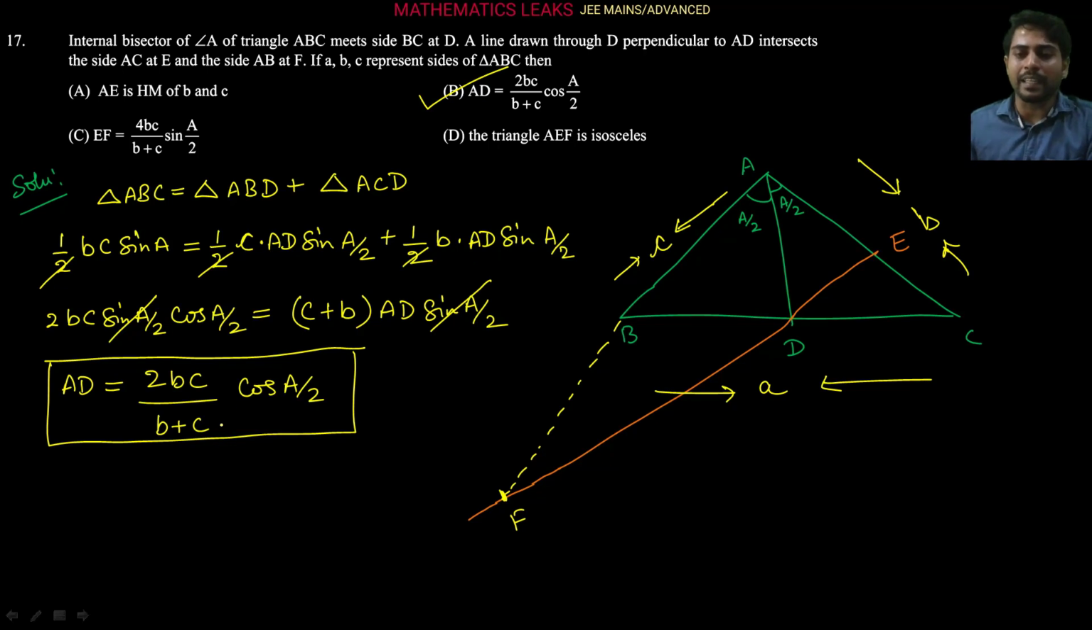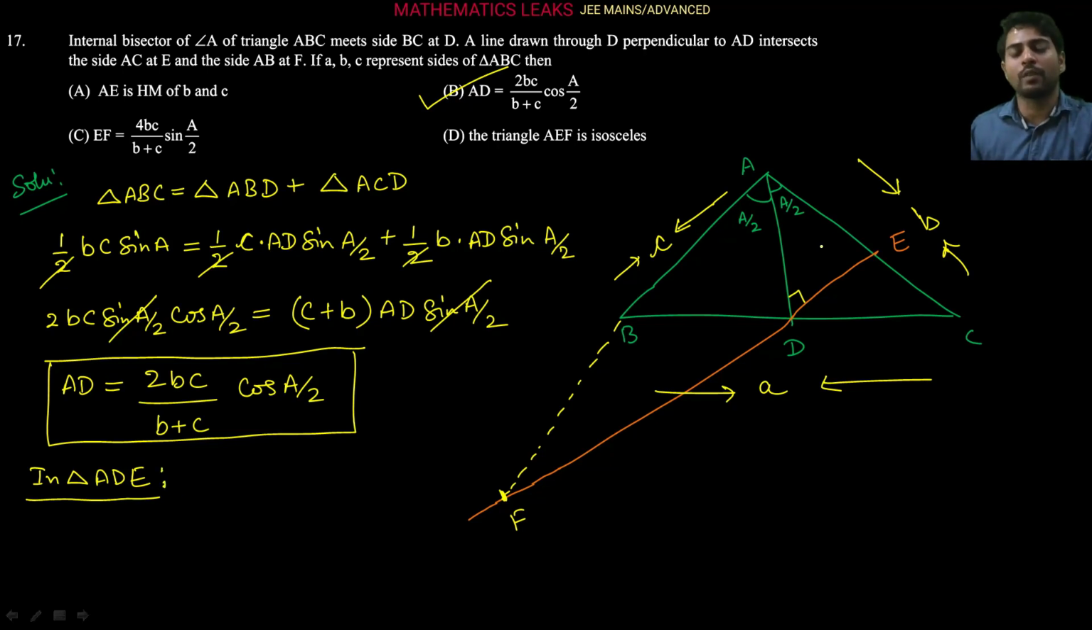Now similarly, we can find AE. How can we find this AE length? Let's see here. Observe in triangle ADE, since it is given that the line passing through D meeting AC at point E is perpendicular to AD. It is already given in the data. So here is a 90-degree angle. So in triangle ADE, this is 90 degrees, this is A by 2. AE we want to find out, AD we already found. In this case, this is base, this is perpendicular, this is hypotenuse.